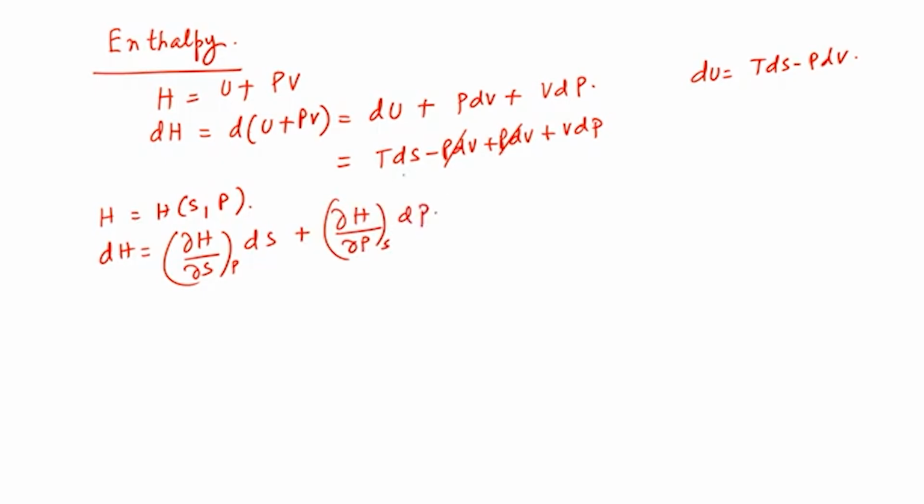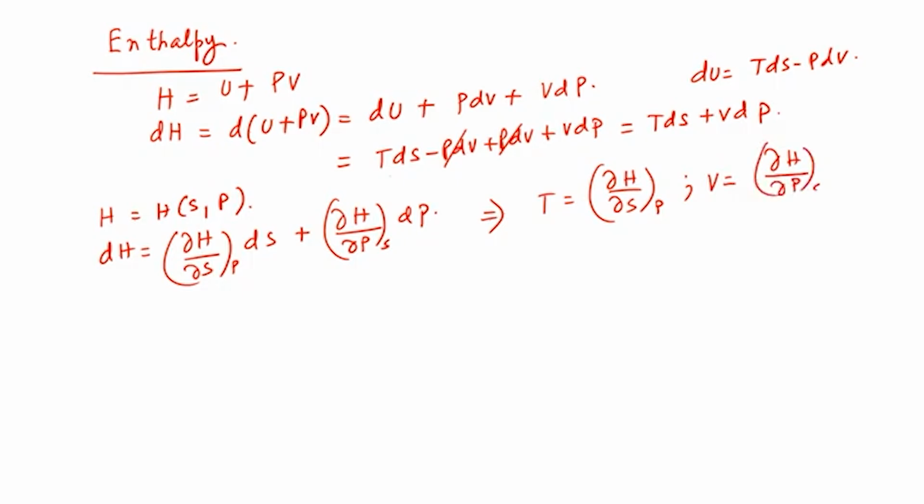Now, you see that there is a dS here. So, this is equal to TdS plus VdP. Comparing these two equations, T is equal to del H del S at a constant pressure, and V is equal to del H del P at a constant entropy.